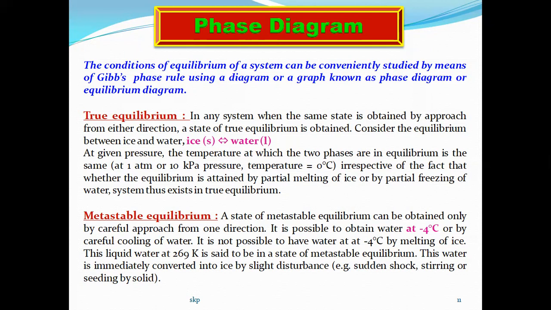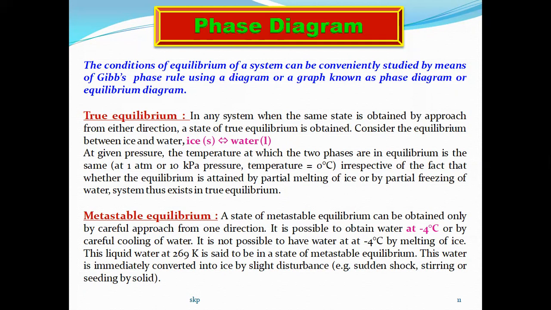For example, it is possible to obtain water at minus 4 degrees Celsius by careful cooling of water. This is possible, as we know that water solidifies at 0 degrees Celsius, but by maintaining critical conditions and a very slow cooling rate, we can get liquid water even below 0 degrees Celsius, up to minus 4 degrees Celsius.